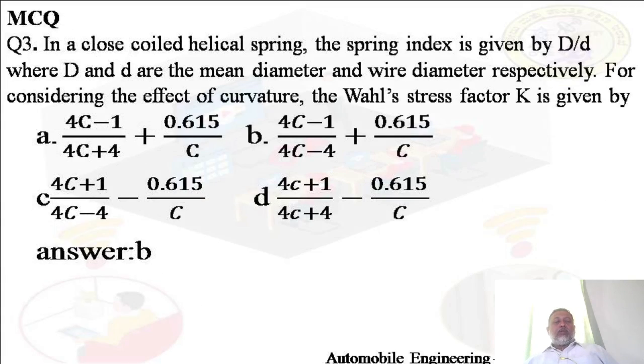In the closed coiled helical spring, the spring index is given by D by d, where D is the mean diameter and small d is the wire diameter respectively. For considering the effect of curvature, the Wahl factor K is given by (4C minus 1) by (4C minus 4) plus 0.615 by C. That is, the answer is B.